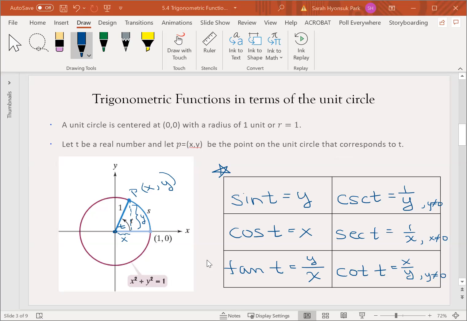Oh, and I forgot to mention, of course, the radius, since it's 1, right? X squared plus Y squared is equal to R squared, but since the radius is 1, we have X squared plus Y squared is equal to 1.